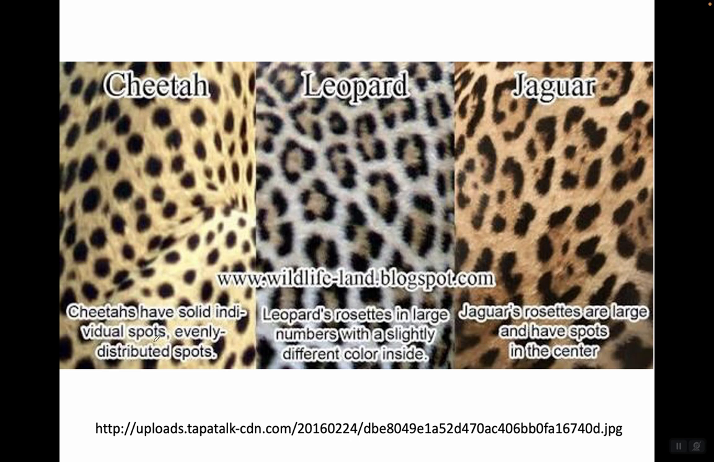So how are we going to remember this? Well, cheetahs, these are like cheese puffs or cheese balls. So they're not hollow. And jaguars, think of a J, a lowercase j has a dot on it. And in the same way, jaguar pelts have dots in the middle.